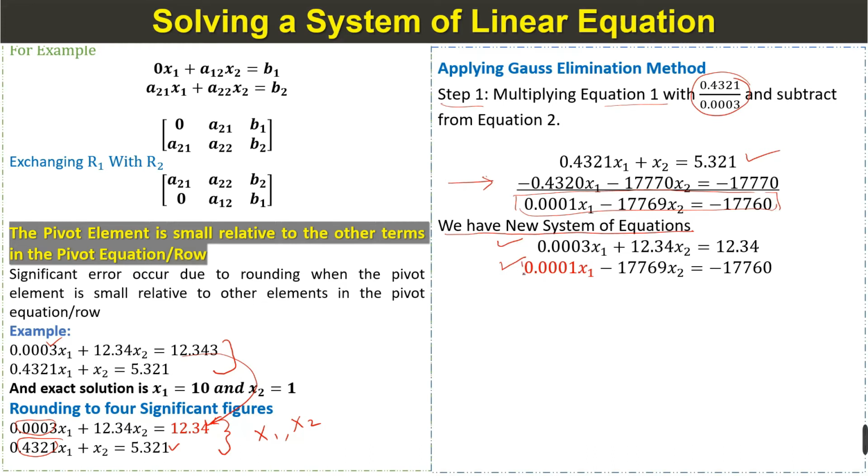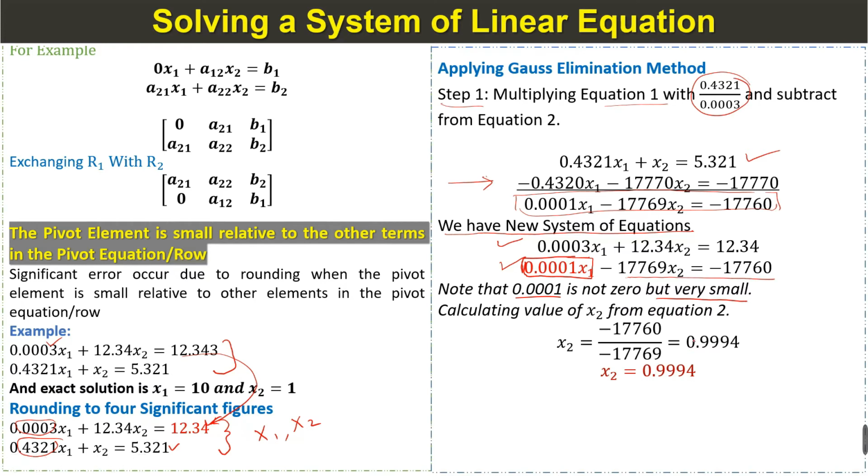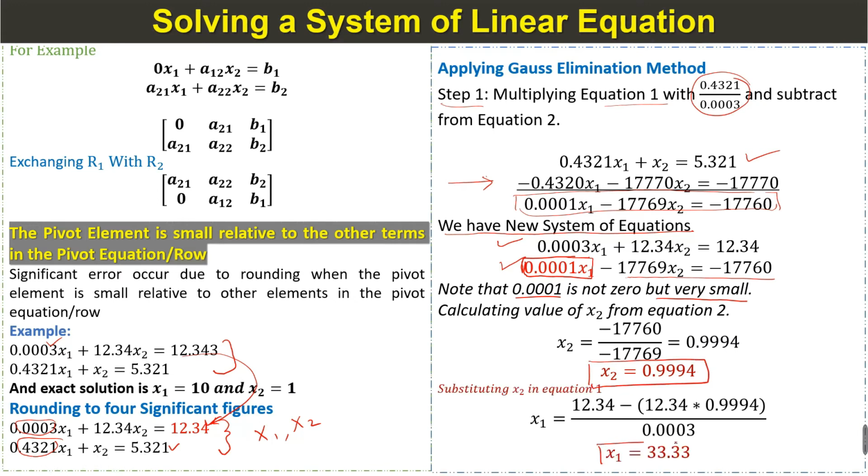In this equation we can see that after applying the Gauss elimination method, this term is not completely zero, but it is small. Note that this term is not zero but very small. So we neglect these terms and find the value of x2 from this equation. After some simplification we get the value of x2 equal to this one, and we substitute this value in equation 1 and we get the value of x1.